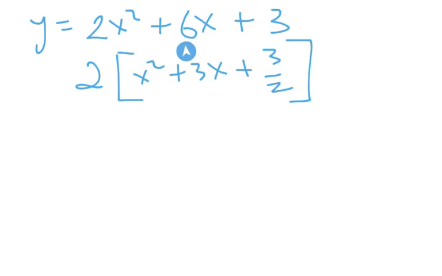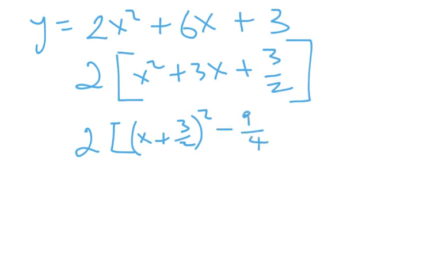And now I continue on doing my completing the square like I did before. So it's going to be 2, open bracket, x plus 3 over 2 to be squared, because half of 3 is equal to 3 over 2. I need to subtract a 9 over 4. This 9 over 4 is 3 over 2 to be squared, which is the extra bit that I don't want. When I square this, I'm going to get x squared plus 3x plus 9 over 4. So there I am subtracting it now, minus 9 over 4.